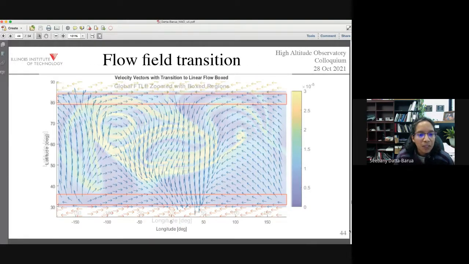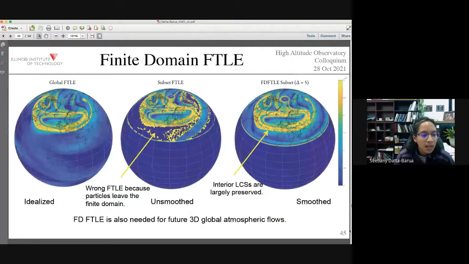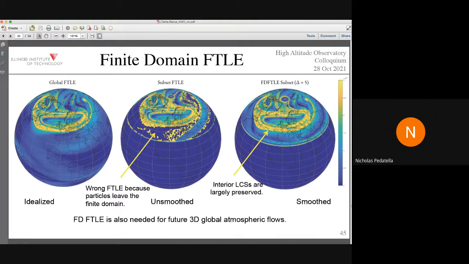And so this is sort of an example of this. We sort of smoothly taper to an average zonal flow outside of the boxes or beyond the limits. And is everybody still hearing me? Yes. Okay, great, thank you.